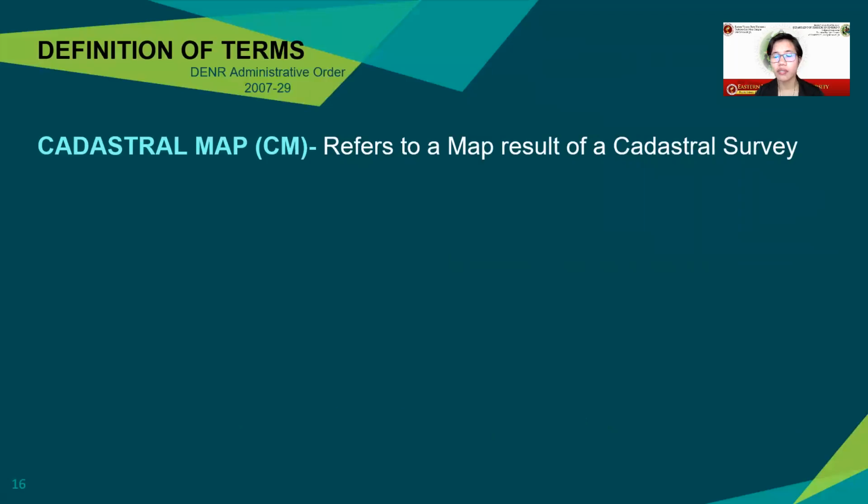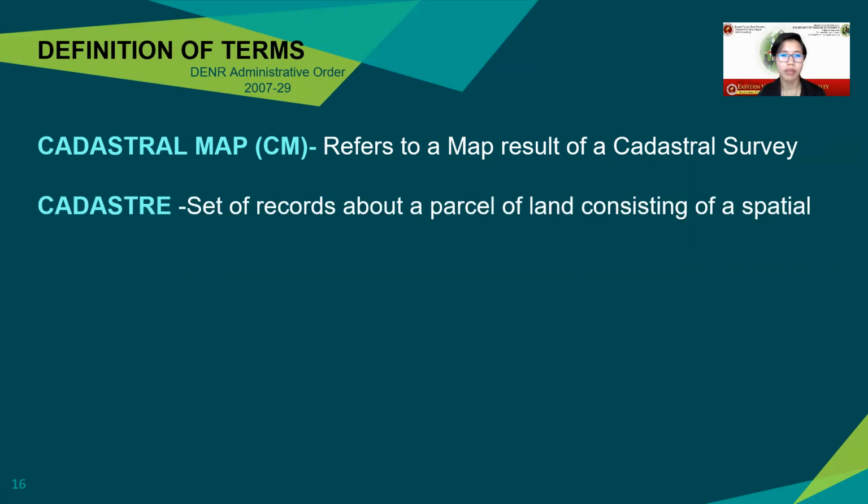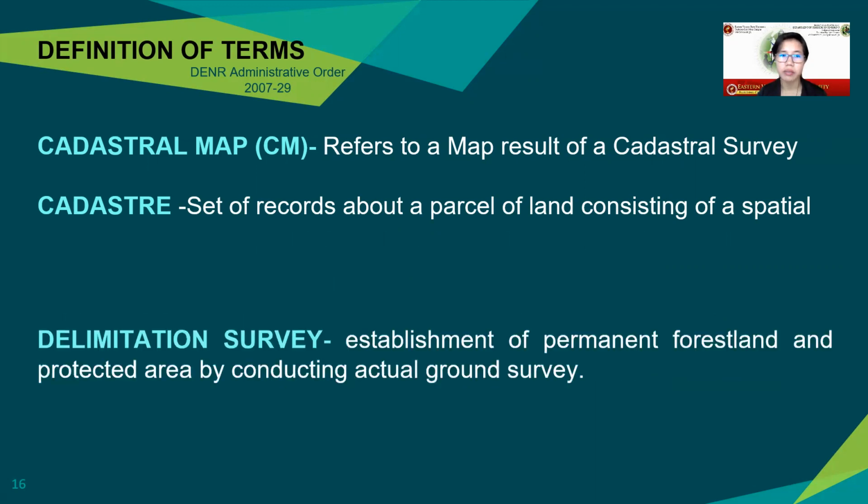So let's go to the definition of terms which we are going to encounter in this subject. When I say cadastral map, it refers to the map resulting from the cadastral survey. If in your survey camp some of the group were able to find a cadastral map of a municipality with many subdivided parcels of lot owners, with lot numbers, on a blueprint, that is an example output of a cadastral survey. Those are cadastral maps. Cadastre refers to the record about the parcel of land consisting of spatial data.